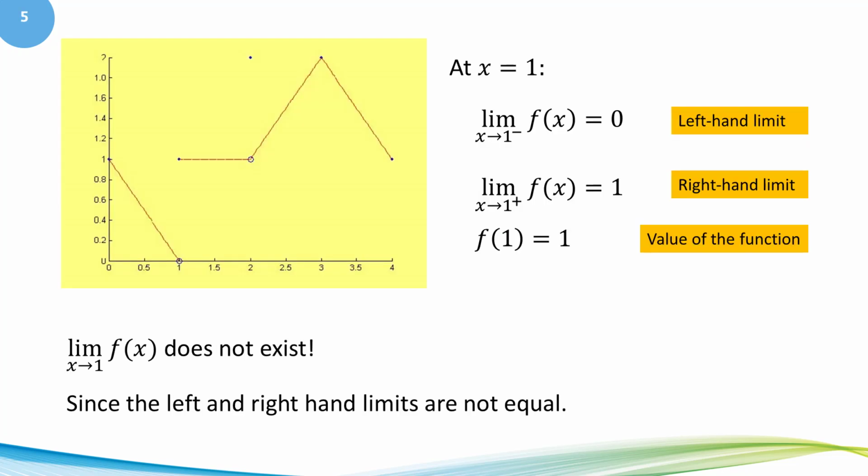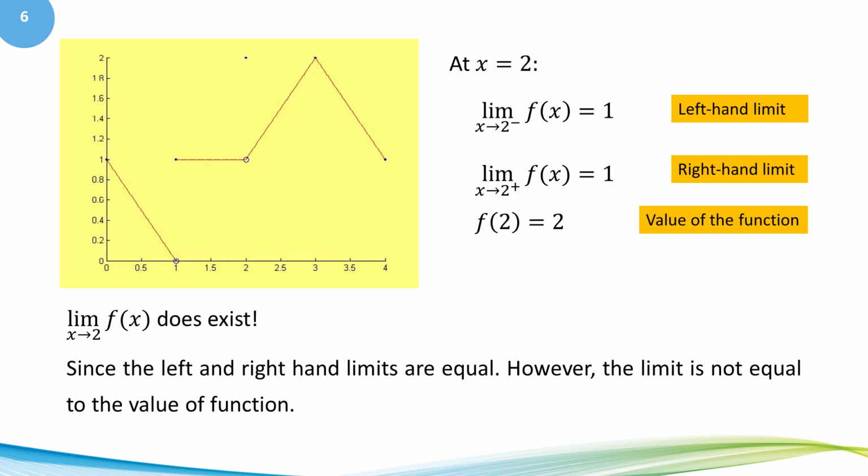Let's take a look at another example. This time it is in illustration form, so maybe we can see more clearly. This is the graph of a function f, and we want to see whether the limit x to 1 of this function exists or not. Just from a glance, we can see that the limit x to 1 from the left is 0, while the limit x to 1 from the right is 1. The value of the function itself is 1, although it is irrelevant. So the limit x to 1 of this function does not exist.